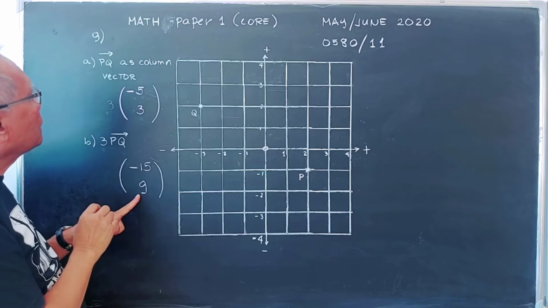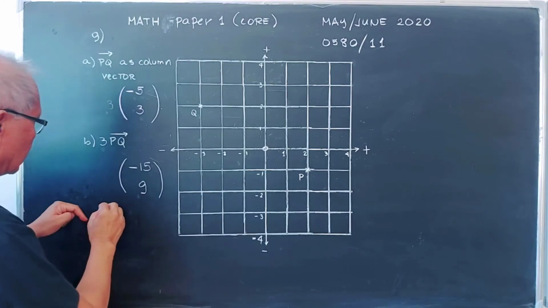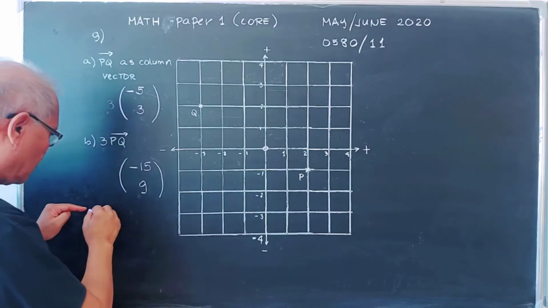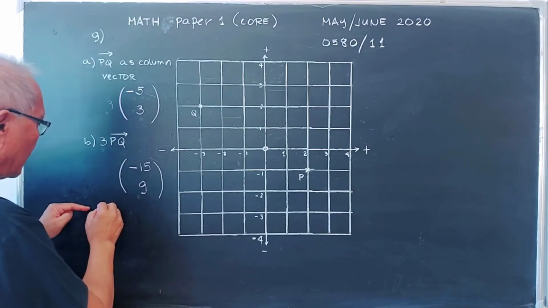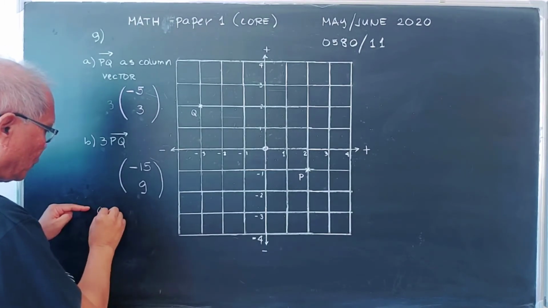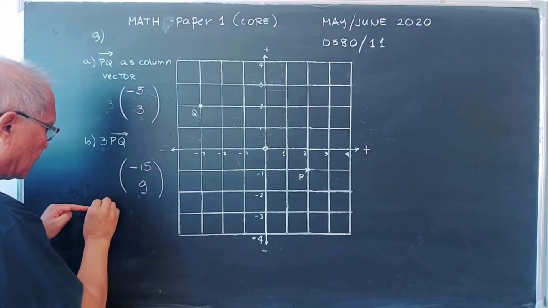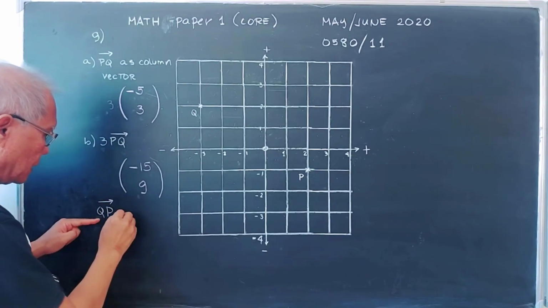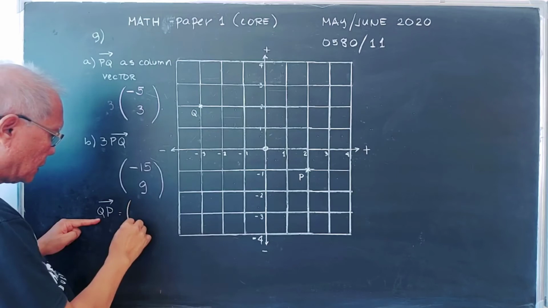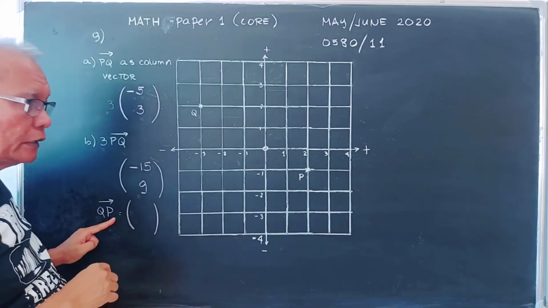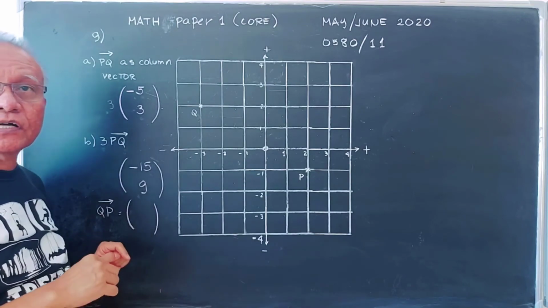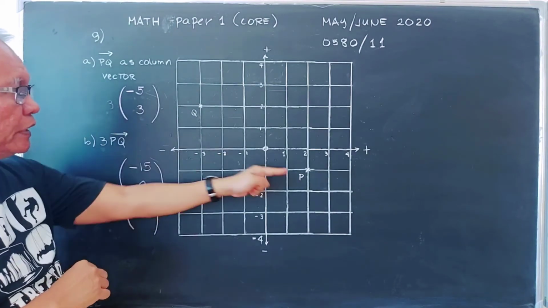What if our column vector, this one is not included in your past paper, but I'm going to write here. What if we have QP? Okay, we have an arrow here. So, what is the column vector of QP? So it means that we are going to start from Q and we are going to P.